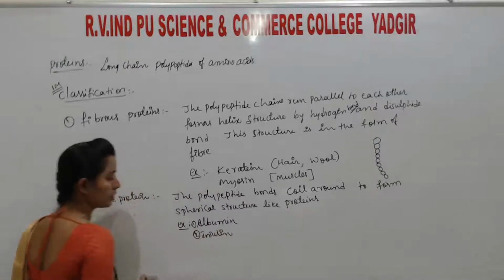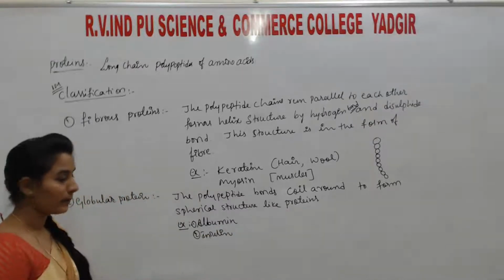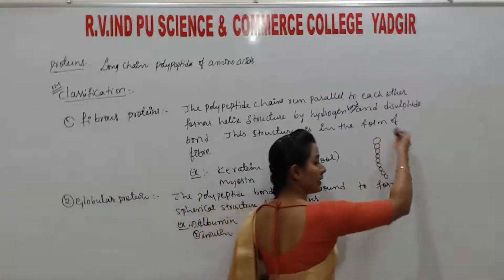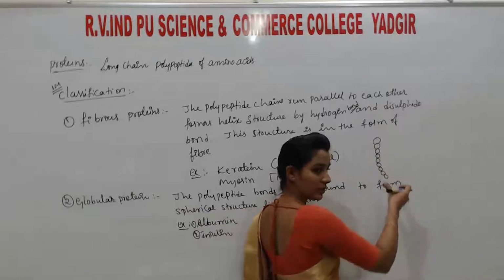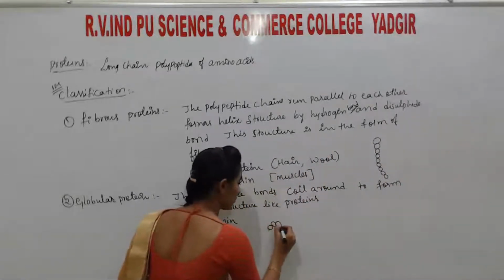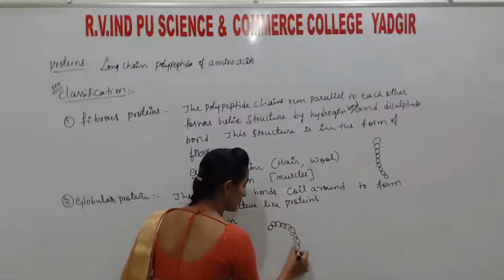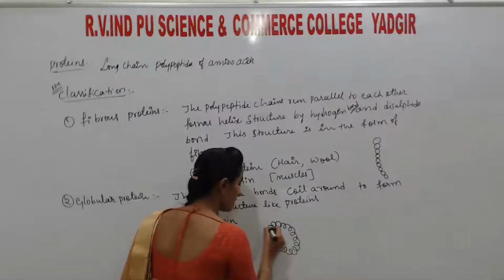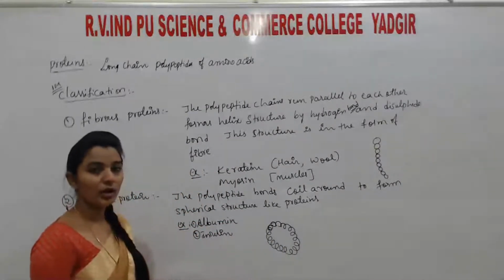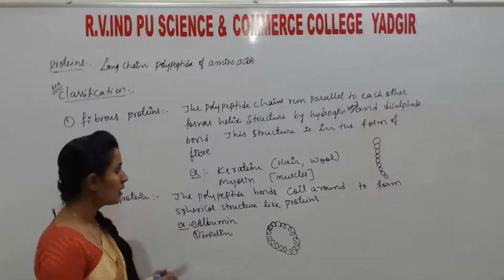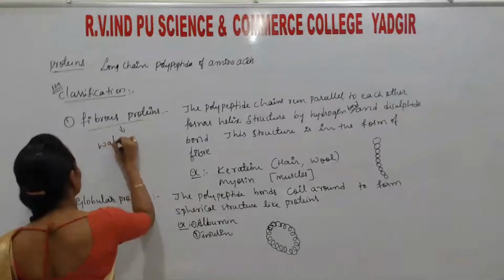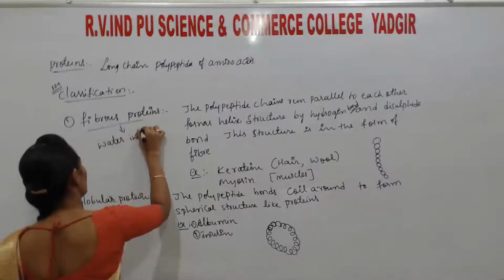I know you have heard about albumin and insulin. So students, how is the structure? Listen, these are coiled inside. Instead of arranging like this, they are coiled, like this. They form a spherical structure. This is the structure of a globular protein. Remember, fibrous proteins are water insoluble.